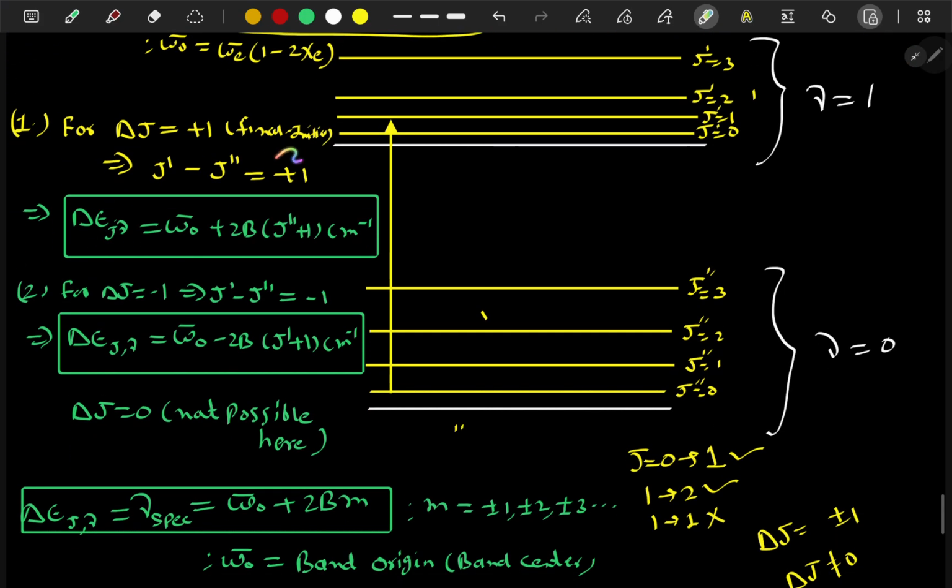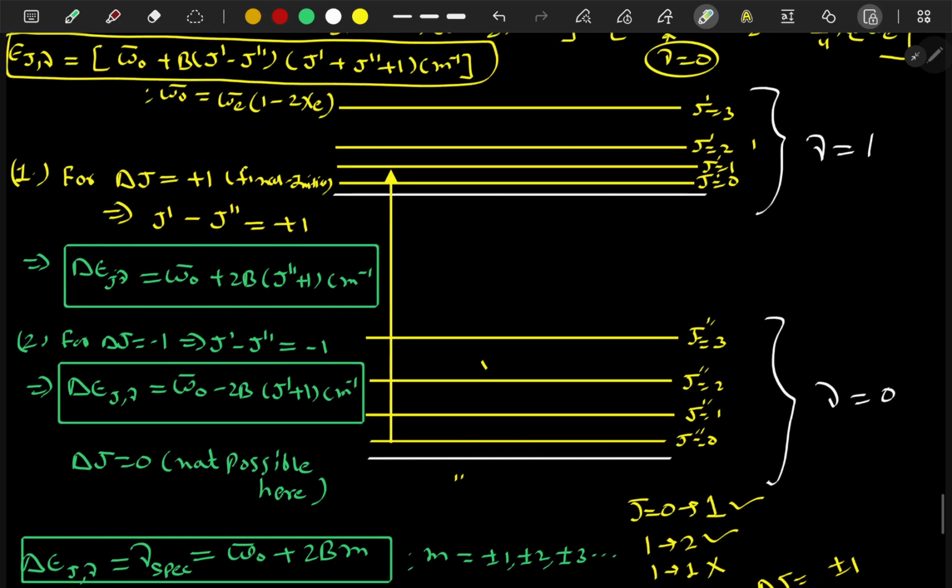Now let's consider delta J equal to plus 1, going from here to here, 0 to 1. So what will happen? J' for final minus initial, J' minus J'' equals plus 1. So just put it here, and from here you can calculate J'. So 2B J' is 1 plus J'', solve it, and you have 2B (J'' plus 1) in centimeter inverse, and it will be plus 1.